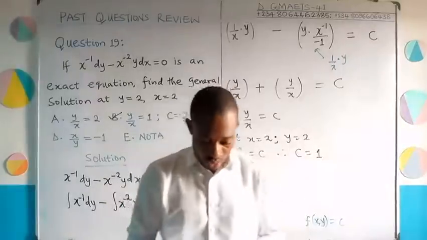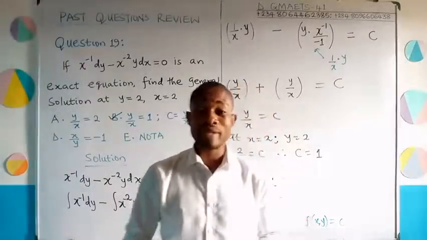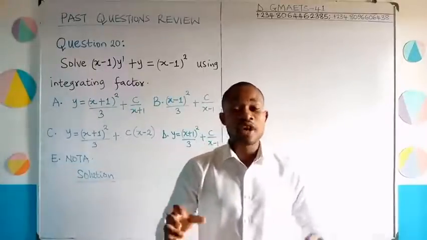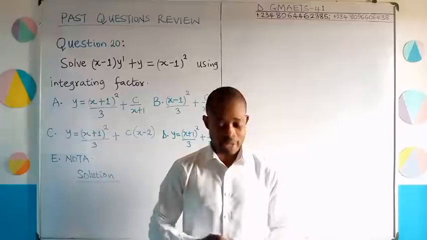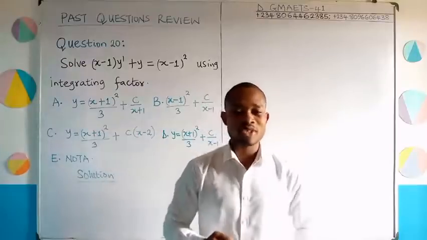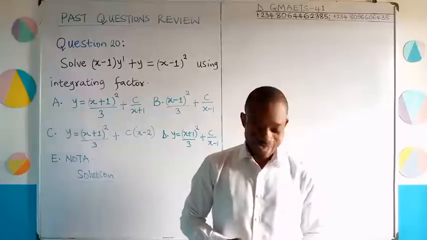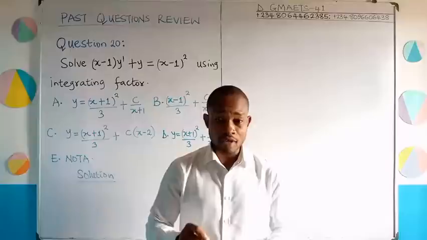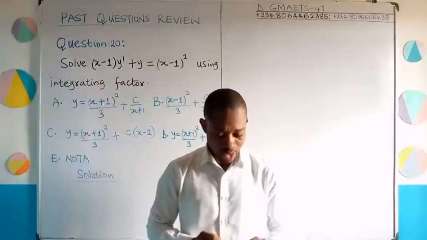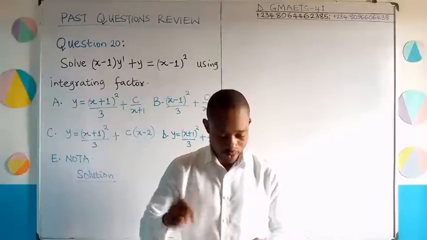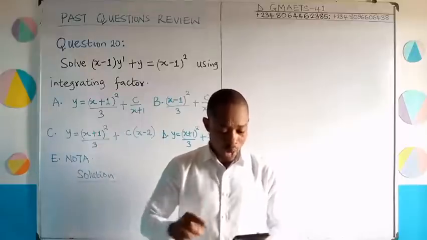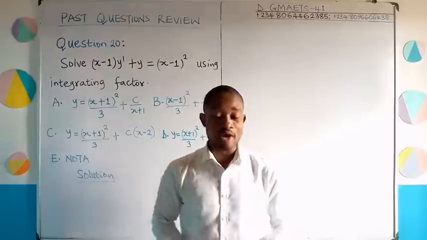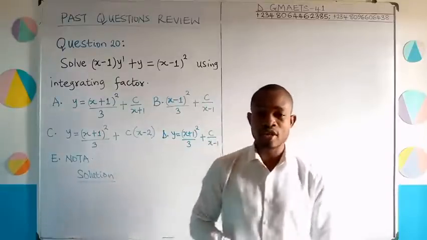And this takes us to our last question, number 20. And now, it is time for us to solve our last question in this episode, Unit 2 past question review. Question number 20. And the question reads, solve (x minus 1) y prime, that is dy dx, plus y equal to (x minus 1) raised to the power of 2 using integrating factor.